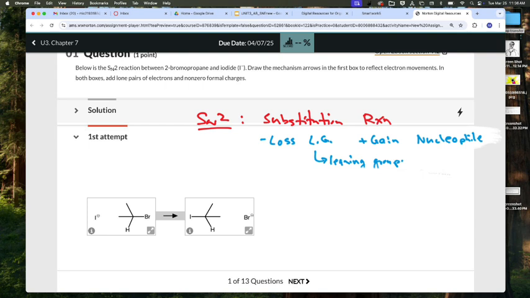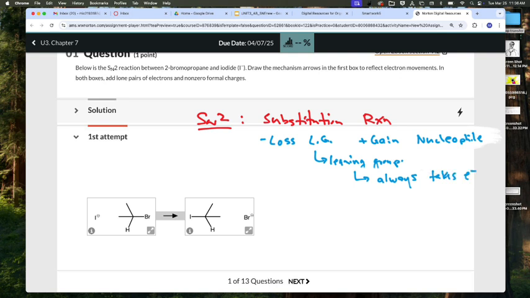Where things can get a little bit weird is that you may see a structure and the leaving group is really, really big. We don't care. Size is irrelevant. If it took electrons when the bond broke, it was the leaving group. We don't care how big or small these things are. It always takes the electrons.